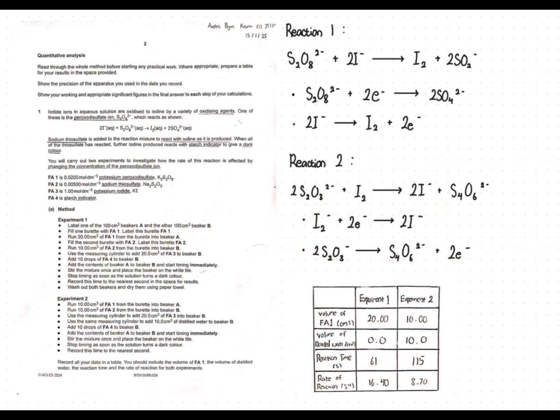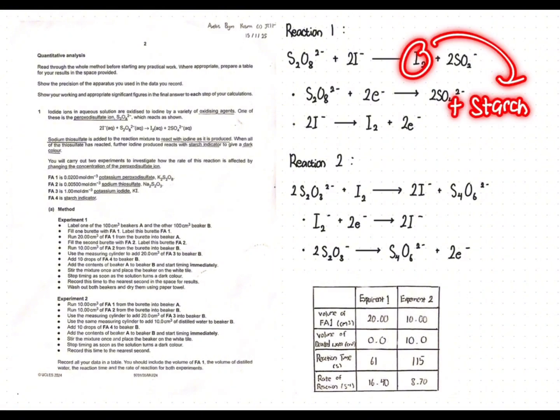So, as long as thiosulfate ions are present, the iodine is reduced back to iodide, preventing it from reacting with starch, and so the solution remains colorless. Once all of the thiosulfate ions are consumed, iodine accumulates in the solution, and the starch indicator reacts with iodine to form a dark blue complex.